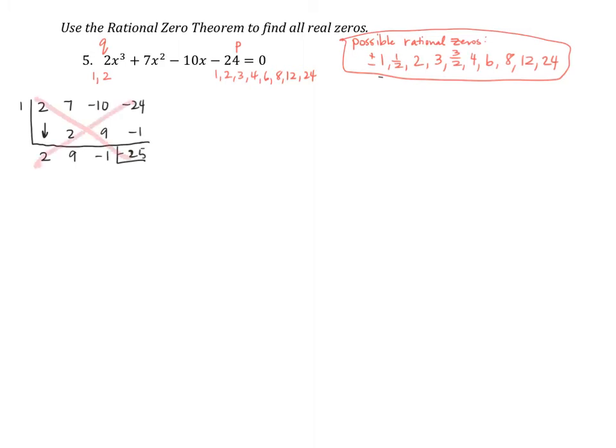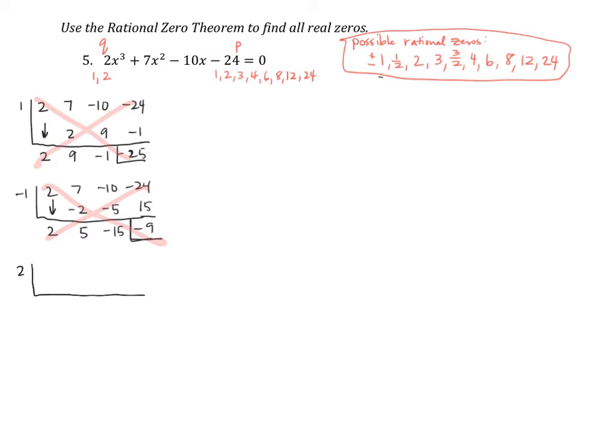Okay, so now I'm going to pick another number. So let's pick -1. So I have 2, 7, -10, -24. So bring down the 2, multiply and get -2, add 5. Multiply and get -5, add -15. Multiply and get 15, add and get -9. That's not 0. So again, this does not work. Okay, I'm going to pick another number. I'm going to skip the 1/2 because I'd rather not use the fraction unless I have to. So let's try the 2.